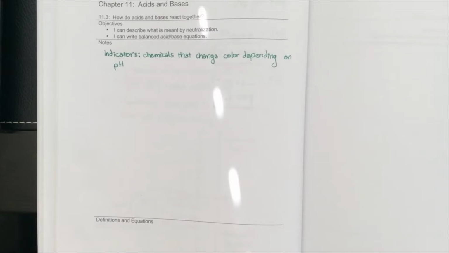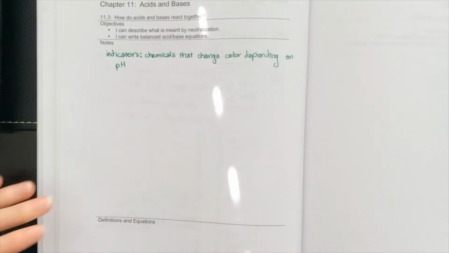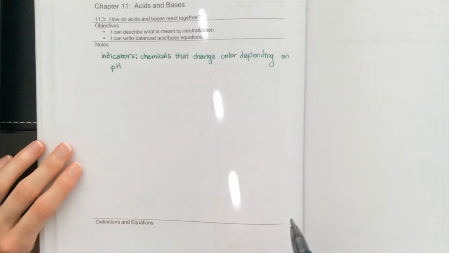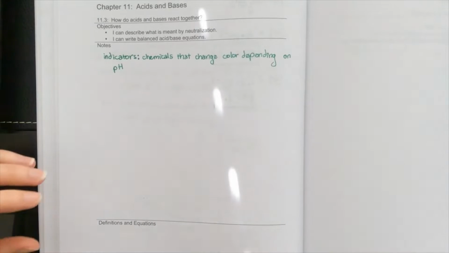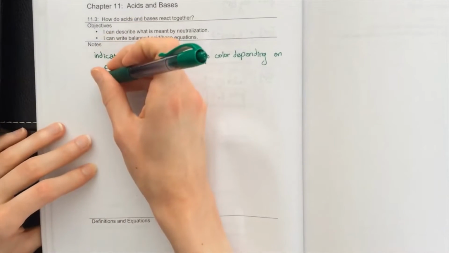So now we're going to stop talking about indicators and we're going to go to something entirely different. We're going to talk about acid-base pairs. Whenever you have an acid and a base and they react with each other, because that happens a lot, the acid actually turns into a base.